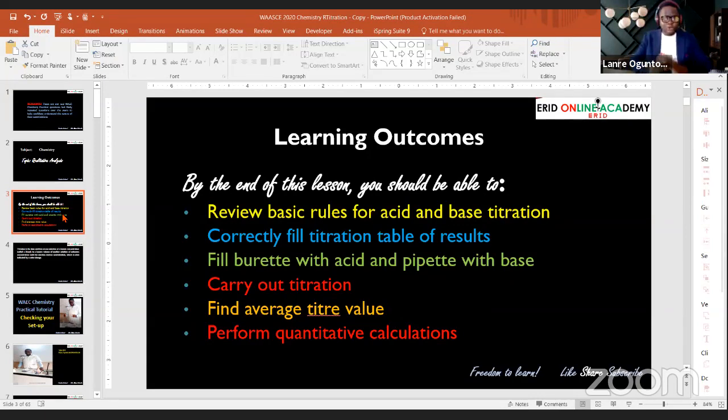We're going to be reviewing basic rules for acid-base titration, and see how you can correctly fill the titration table of results, which is very important. We're also going to look at how to fill your burette with acid, and your pipette with base. Then how to carry out titration, how to find the average titer value, and the ultimate one, how to perform quantitative calculations. That is where the bulk of the marks will be.